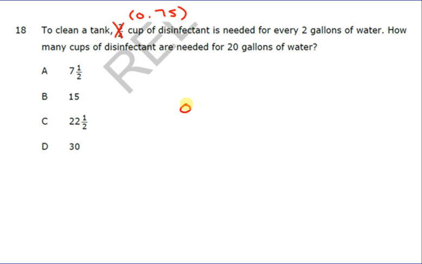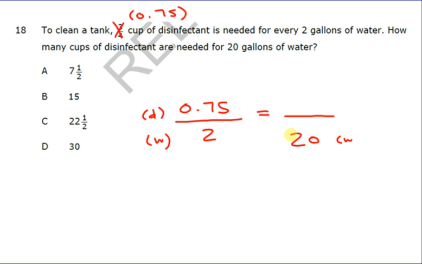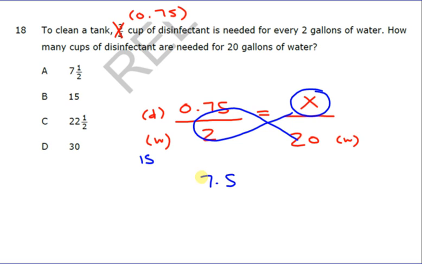I'm going to make a proportion, 0.75 over 2, because this is disinfectant and this is water. Now for the second part of my proportion, how many cups of disinfectant are needed for 20 gallons of water? Well, water's on the bottom. And so I need to figure out this value right here. Circle my X, and I'm going to make a fish. So 20 times 0.75, that's going to give me 15. 15 divided by 2 is 7.5. Which one of these represents 7.5? A, because 1/2 is 0.5.